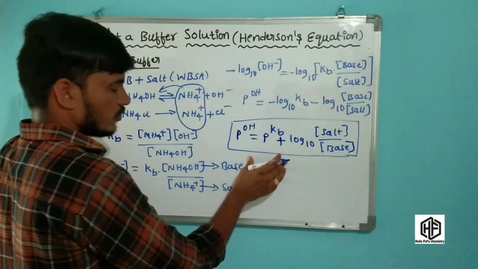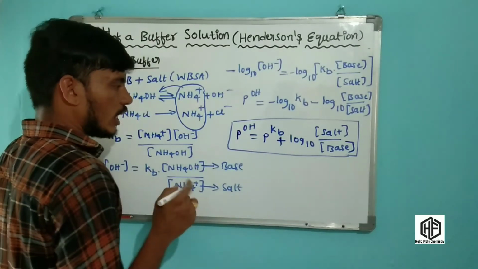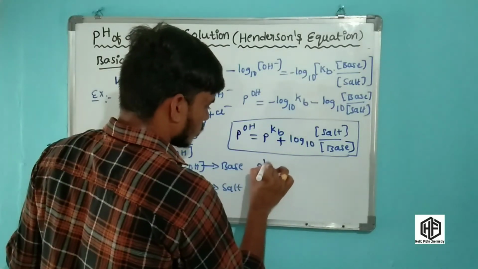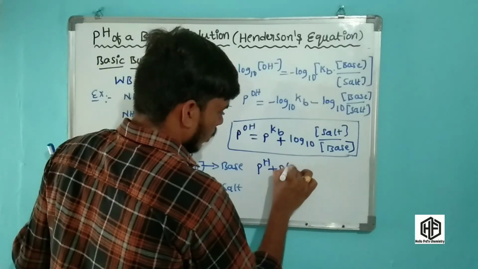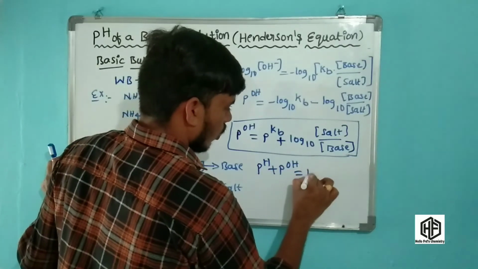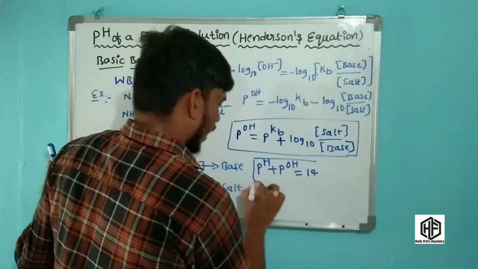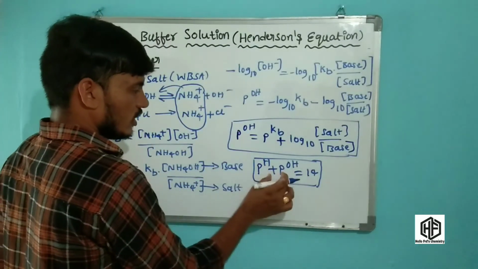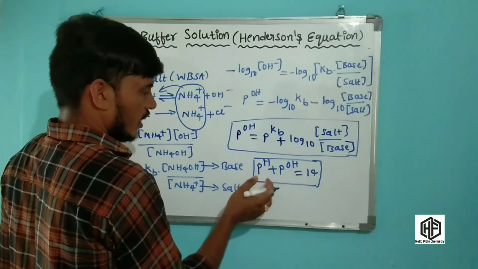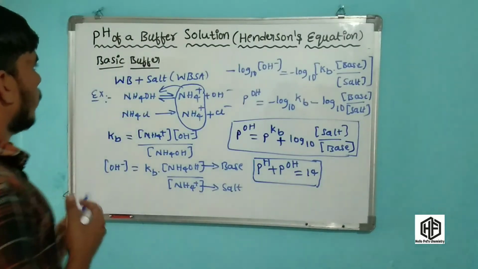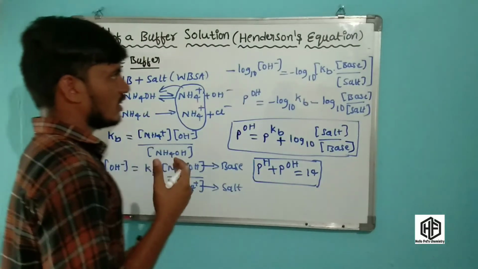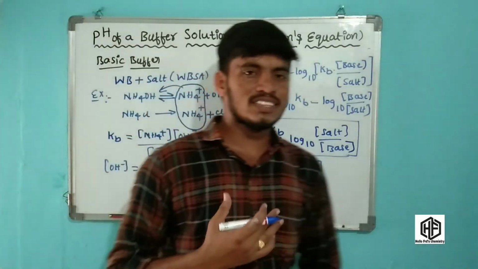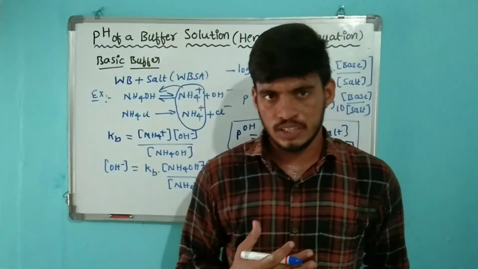pH is found from this pOH term. One more important formula: pH plus pOH is equal to 14. Now we calculate the pOH and substitute that value in this equation. Now we can calculate the pH. This is the concept of the pH of a buffer solution. This is the Henderson-Hasselbalch equation.